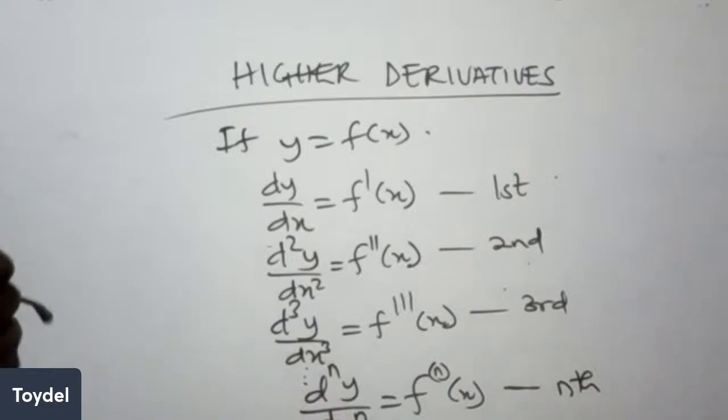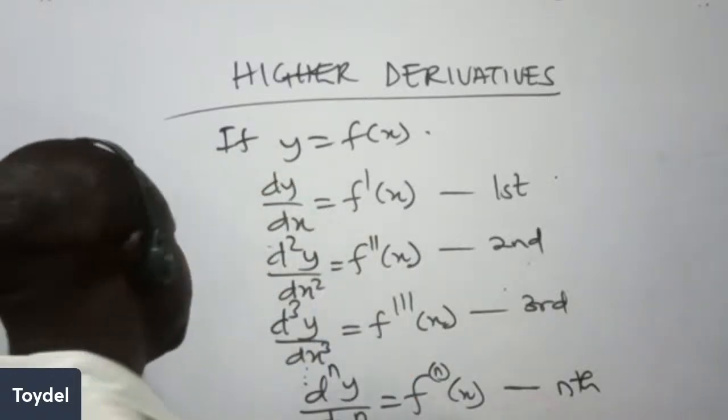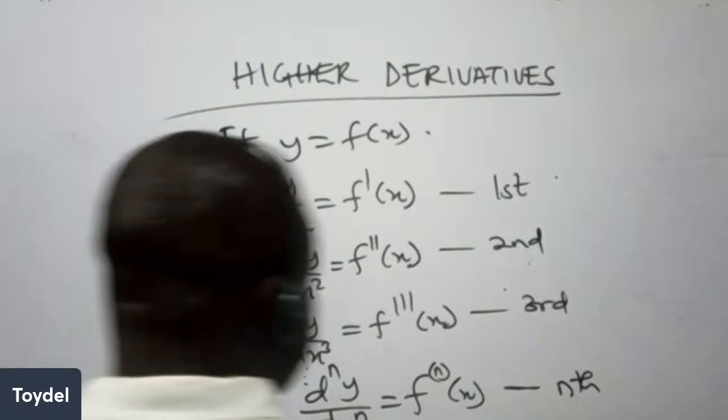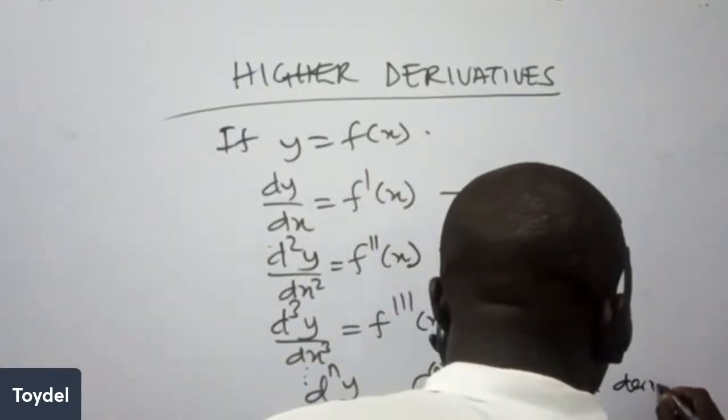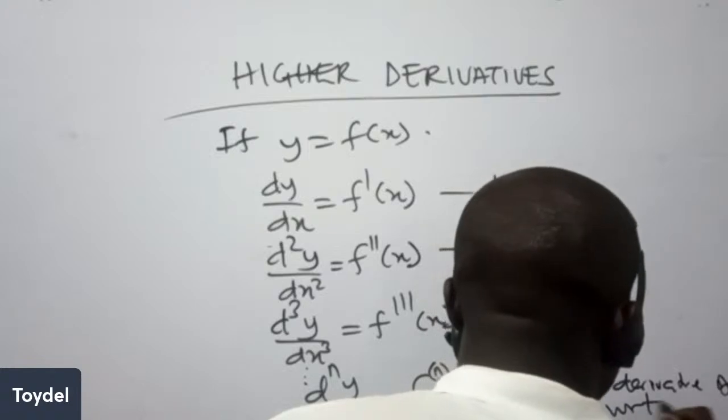So when we talk about higher derivatives, it has no bound, it has no end. It depends on the nature of the question. We can keep differentiating up to infinity. So let's just note that this is called the nth derivative of y with respect to x.